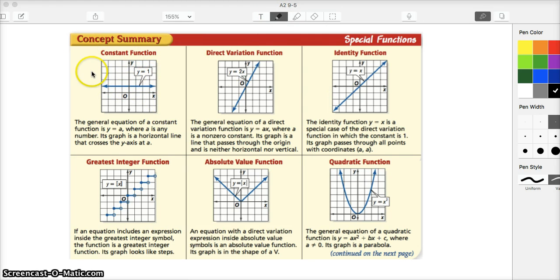So we have the constant function, which we can write generically as y is equal to some constant c. It's always going to produce a horizontal line. They have y is equal to a, but whatever.